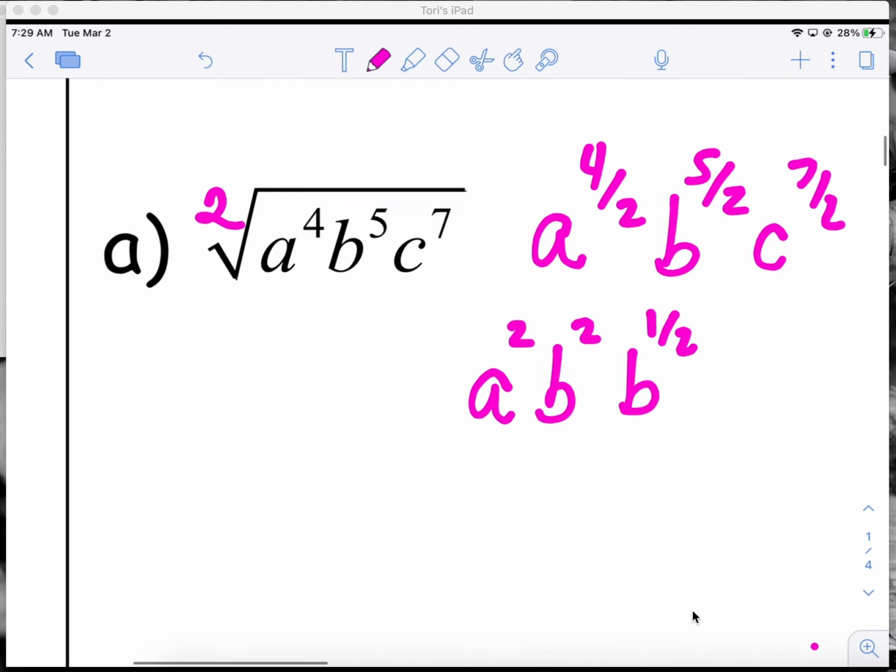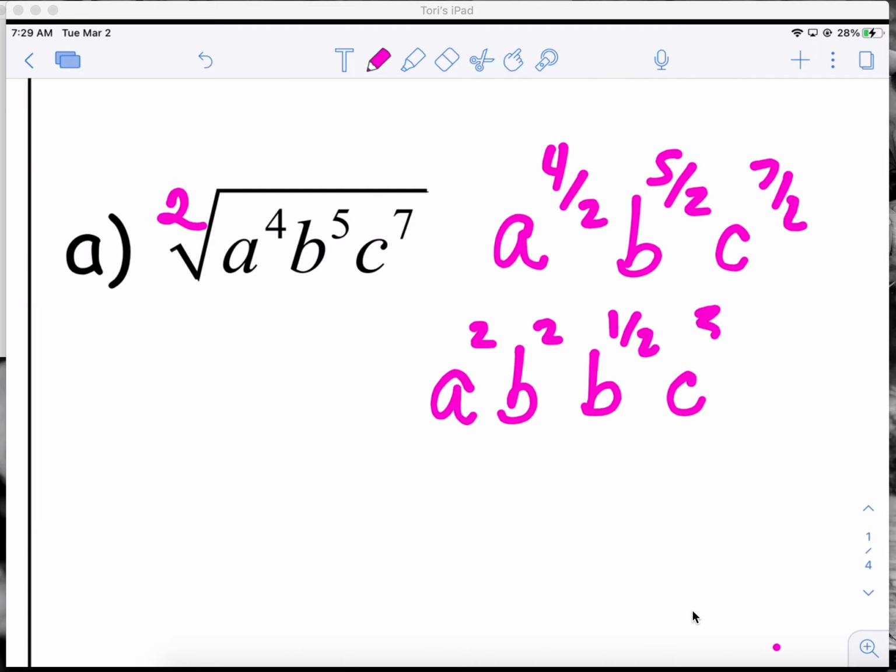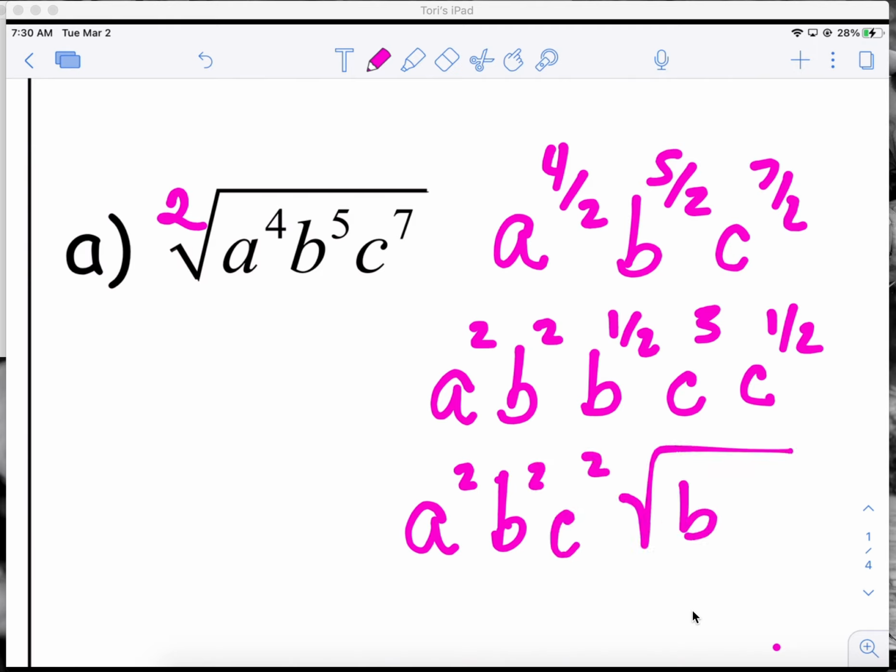And if I did the same thing with c's, I would get 3 with 1 left over, so 1/2. Okay, so 3 wholes and a half. All the whole numbers would come outside. Anything left under the radical would come back in here. Okay, that's one way to do it as long as you end in a radical.